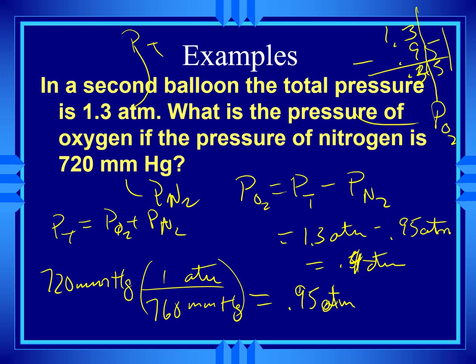Now, did I have to do it in atmospheres? No, I could have done it in millimeters of mercury. I could have taken the 1.3 atmospheres and turned it into millimeters of mercury and then subtracted. That would have worked, because I could use either one, since they didn't tell me what unit they wanted pressure in at the end. If they tell you what unit they want at the end, you change it to that one. Unless you love changing stuff.